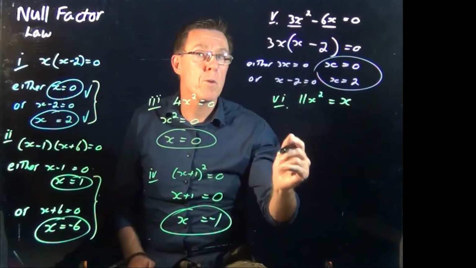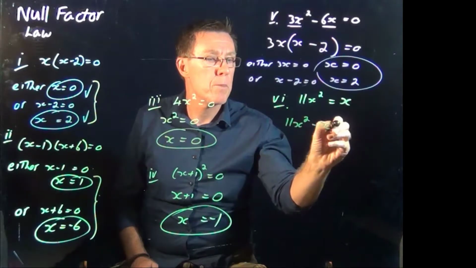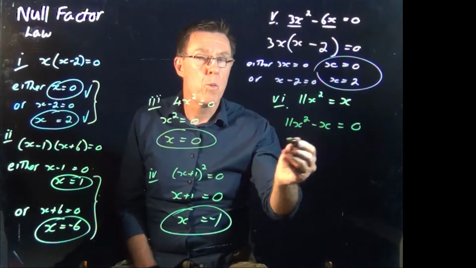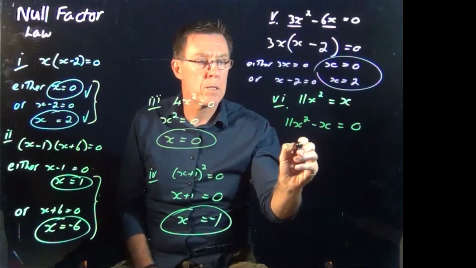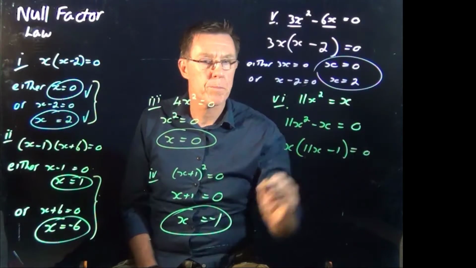So regather them onto the same side. So the positive x comes over to become negative x. I now factorise them. Number-wise, nothing in common. Letter-wise, x is the only thing in common, leaving 11x, take away 1 inside the bracket.